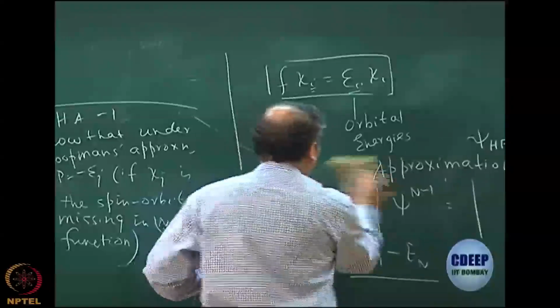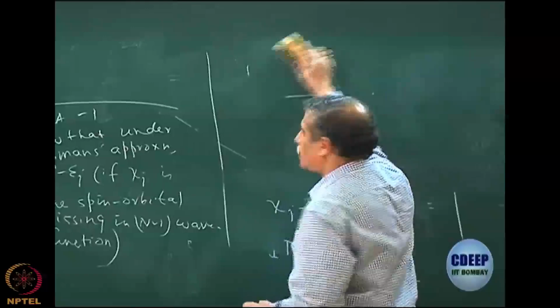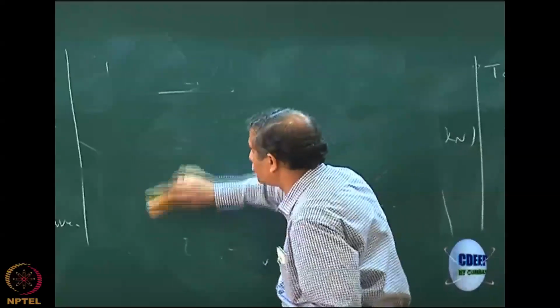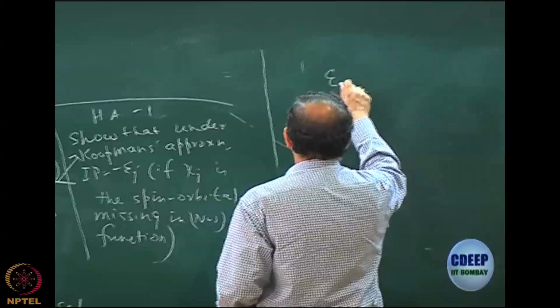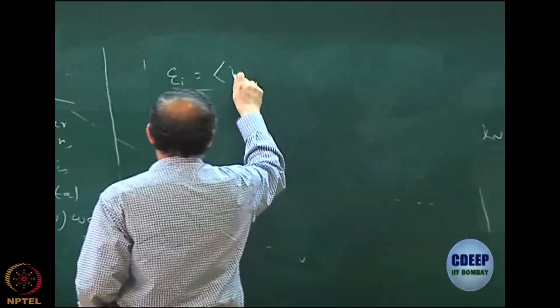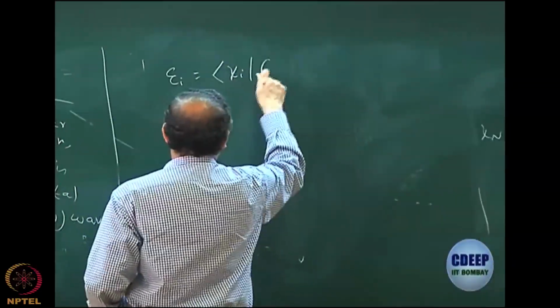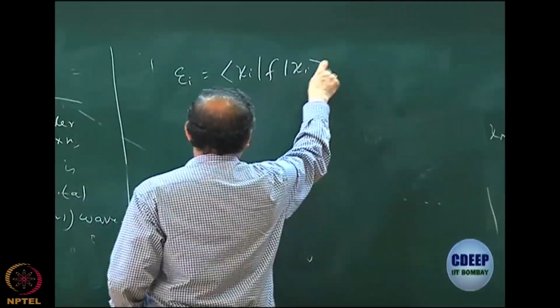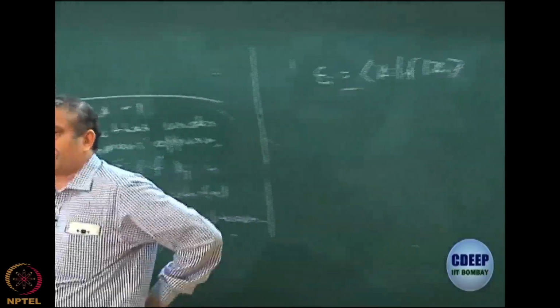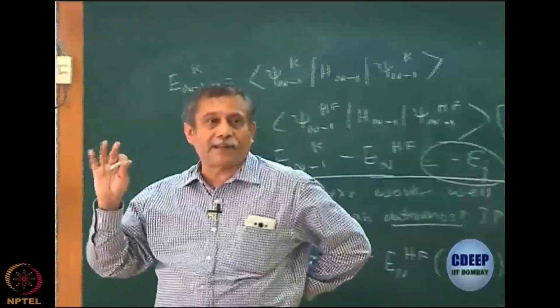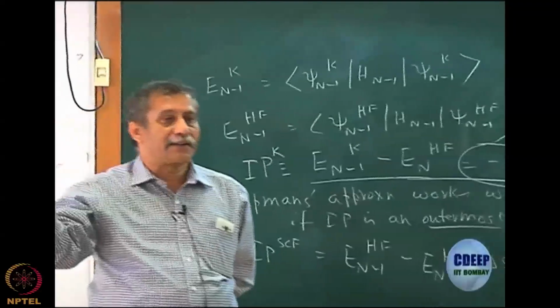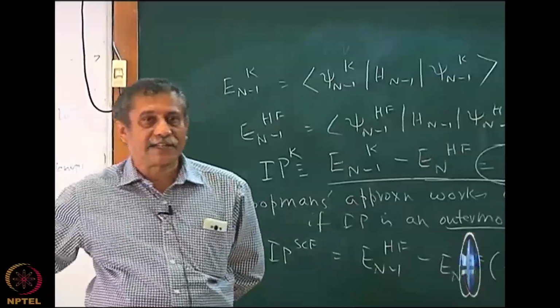In fact, if you go further, you can also have something called electron affinity. And before you do that, let me first write down again epsilon I. So please note how to write epsilon I. Epsilon I is nothing but chi I f chi I. Note that whenever I am calling orbital energy, I have always a reference to canonical Hartree-Fock equation. So that part is clear.